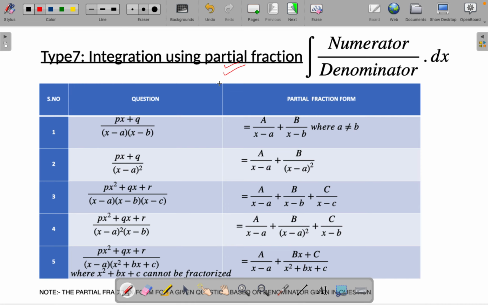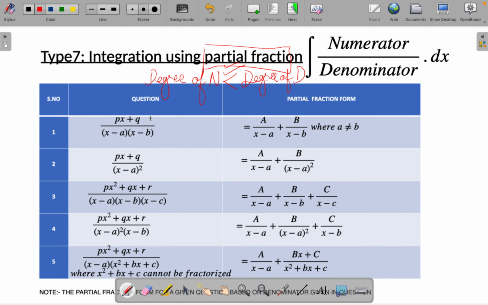Now the first and foremost thing which I want you to remember is that for using partial fraction, the degree of the numerator has to be less than the degree of the denominator. This is the first thing which you have to remember, the rule: less than. Okay, so how will you do it? First of all, I want you to have a look at the factorization form which is given, the partial fraction forms.